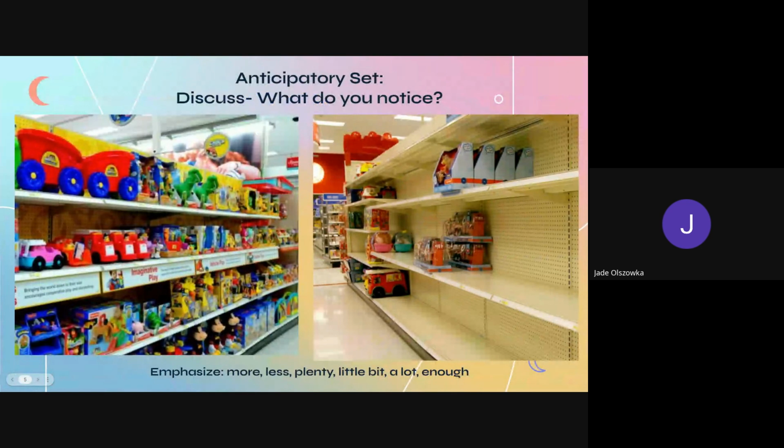To begin our lesson, we would start with our anticipatory set, showing students these two pictures and asking them, what do you notice? Students would share thoughts with a partner and then share thoughts with the whole class. Emphasizing the picture on the left has more toys, different toys, and the picture on the right only has a few toys, not very many toys. The teacher could also ask, what do you think happened to the toys on the right? And list students' responses.